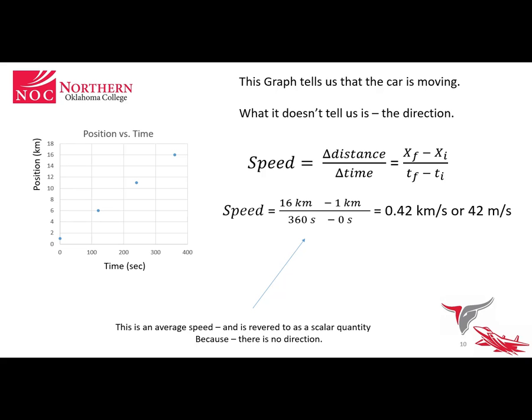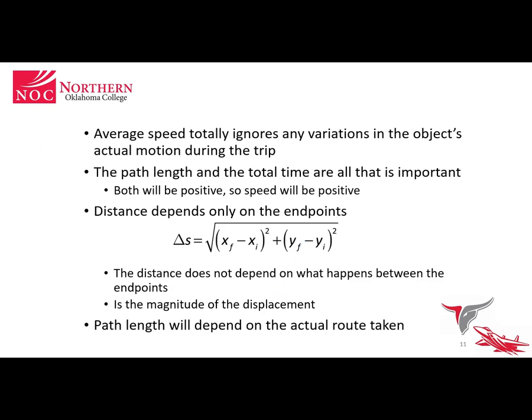So the average speed is referred to as a scalar quantity. It's a scalar quantity because there is no direction. Now we can also make it a vector quantity. Average speed totally ignores the variations in the object's actual motion during the trip. If we're doing displacements, we don't care how many times I go back and forth. We're just looking at that final versus that initial. The path length and the total time are what matter for speed.